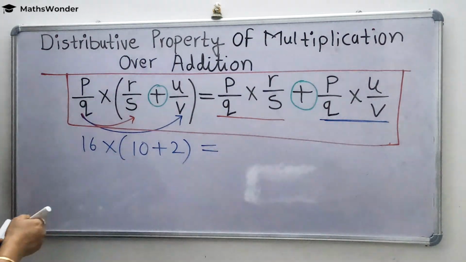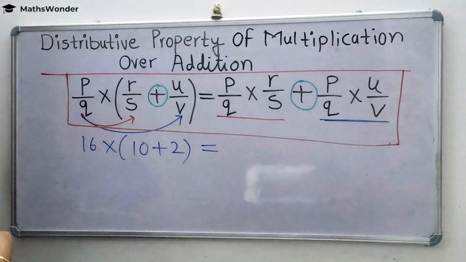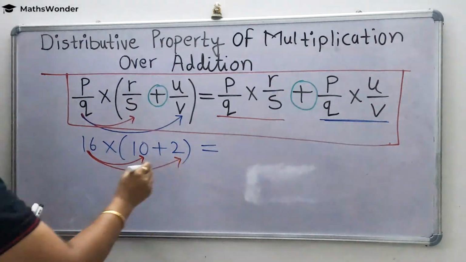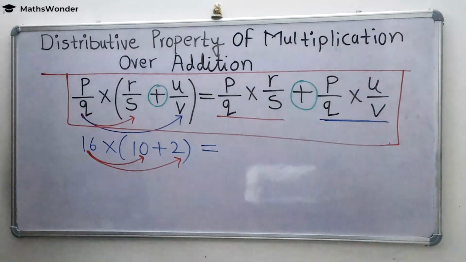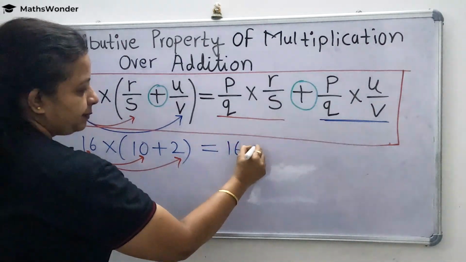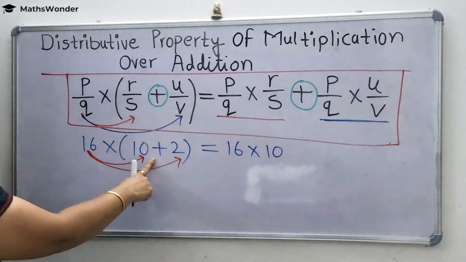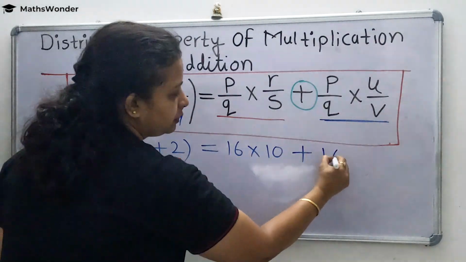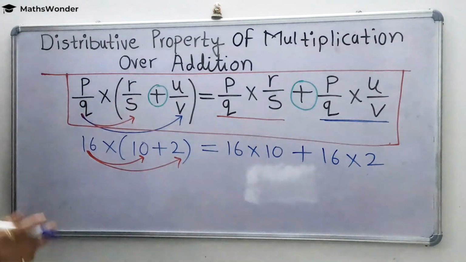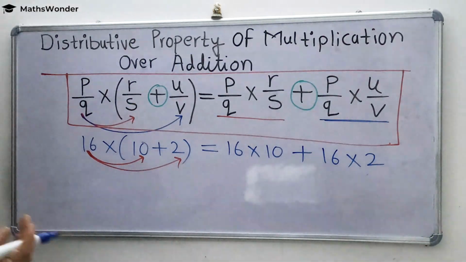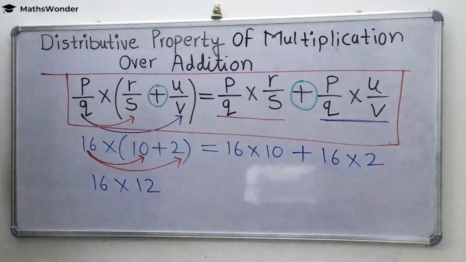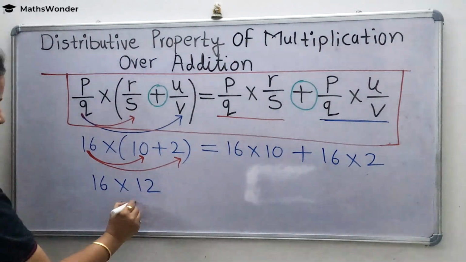First, how will you do it? This multiplies with this, and this multiplies with this, right? So 16 times 10, and the plus sign is in between, so you will put the plus sign, then 16 times 2. You can check both sides, you will get the same answer. See, 16 times 12, which is 132, right? Sorry, 192. 16 times 12 will be 192.